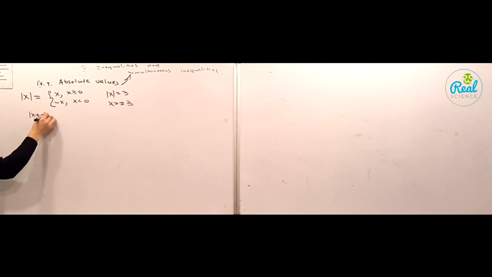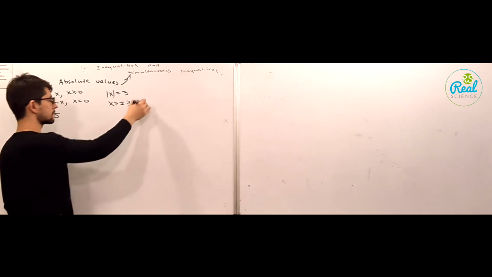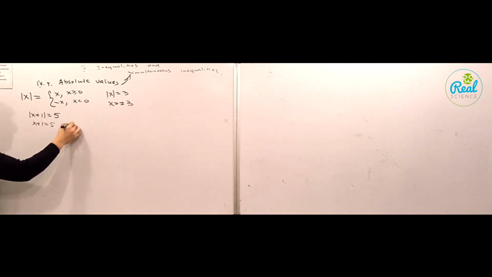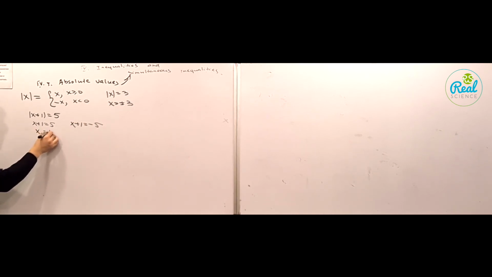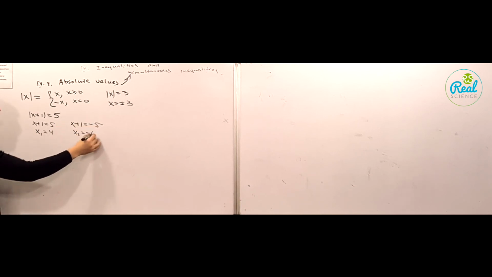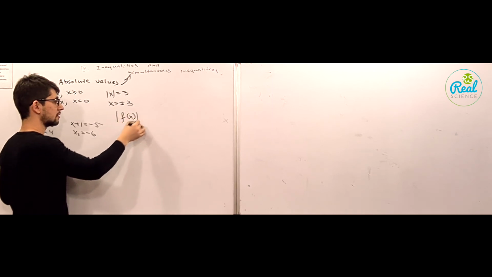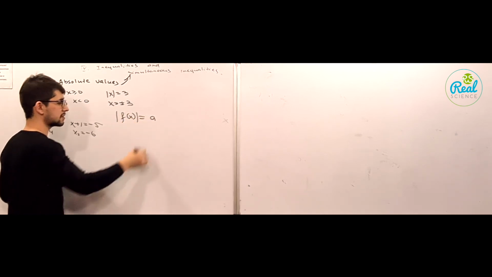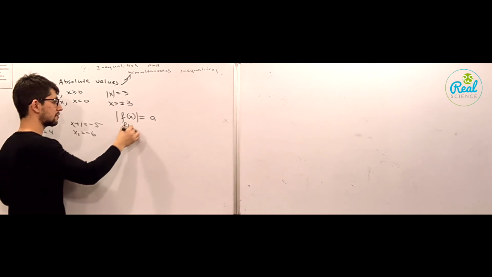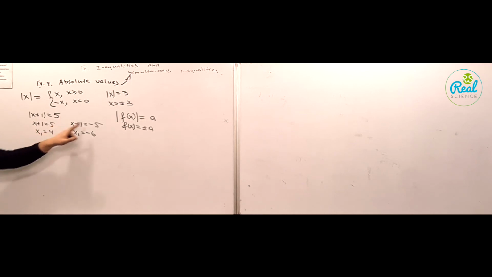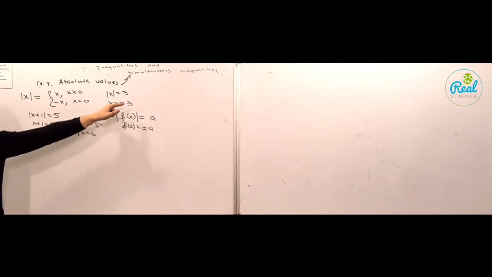Okay? What about this one? The absolute value of x plus 1 equals 5. So x plus 1 might equal 5, or x plus 1 might equal minus 5, right? So your first x equals 4, your second x equals minus 6. You have two solutions. So in general, if you have the absolute value of f(x) equals a, which is a constant number, then f(x) should be equal to plus or minus a. So plus 5, minus 5, plus 3, minus 3. Okay?